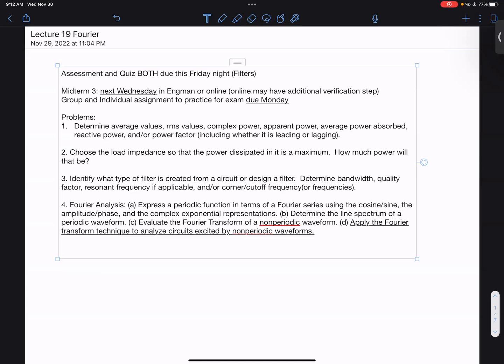So that will be what you'll need to know for filters. And then for Fourier analysis, it's going to be more of what we're doing today, where you'll have a circuit and apply the Fourier transform to it, and then analyze it and transfer it back to the time domain. So it would be an input signal that you can't use Laplace for.